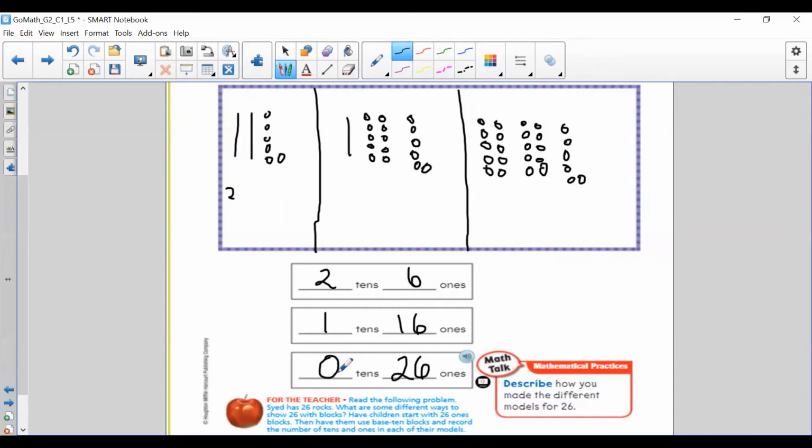So 2, 1, 0, counting backwards. And then counting up, 6, 16, and 10 more, 26. And that was our math talk, how you made the different models for 26. So now moving on to the next page.